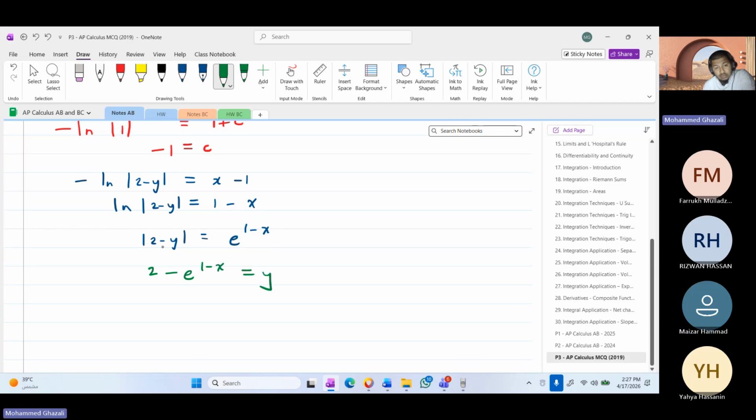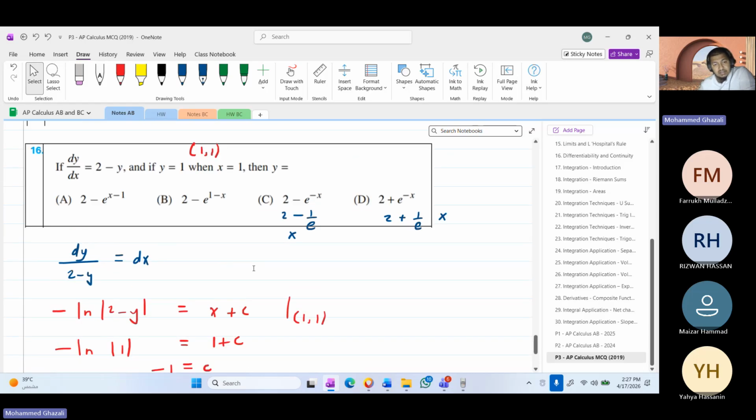Okay, guys, if you just drop the absolute value, then you can get the same answer. So there are two ways of getting it. Good. Right, so it's B.